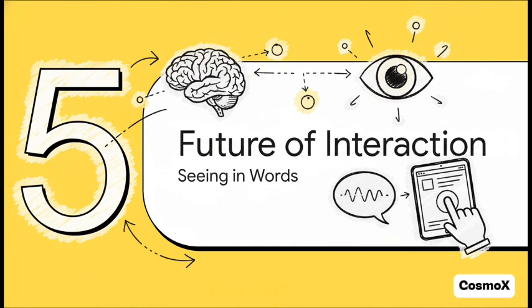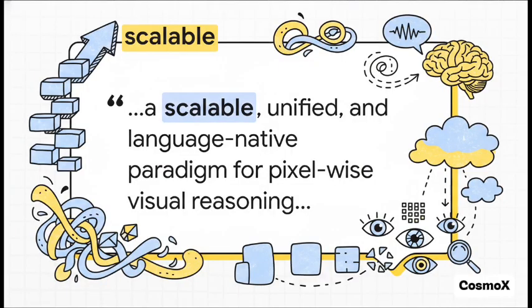So, what does this all mean for us? Why should we care that an AI can see in words? Well, this whole approach unlocks a completely new and frankly more natural way for us to interact with all our technology. The researchers who wrote the paper said it perfectly. They called it a scalable, unified, and language-native paradigm. And that phrase, language-native, that's everything. We're finally getting computers to see the world not in their language of pixels, but in a way that makes sense with how we humans actually talk about things.